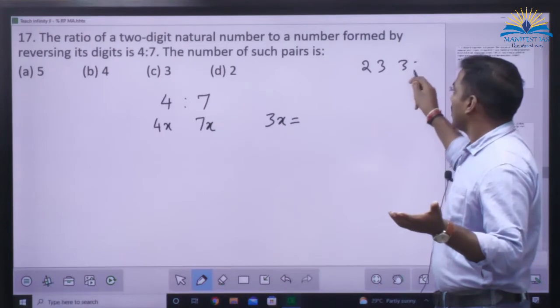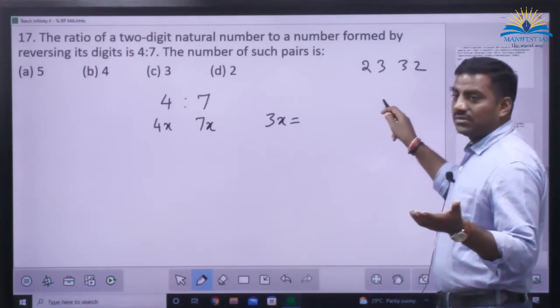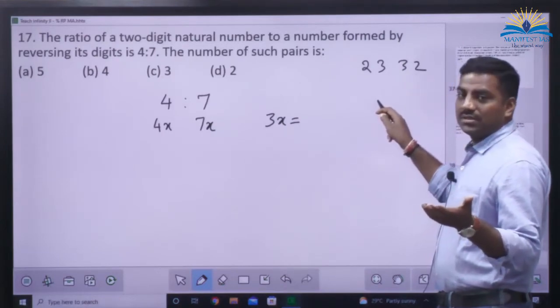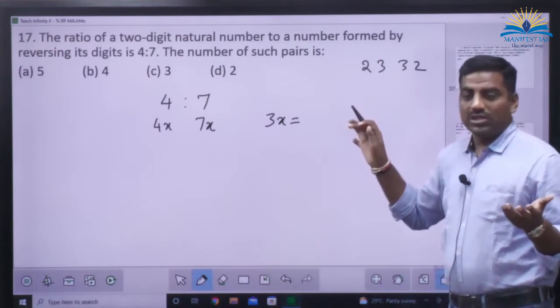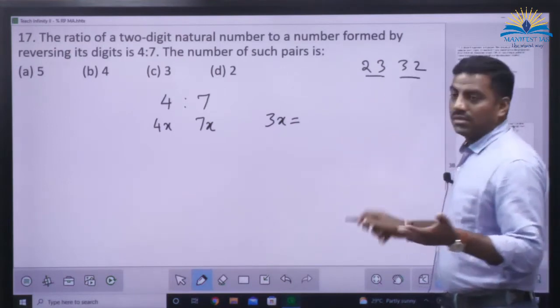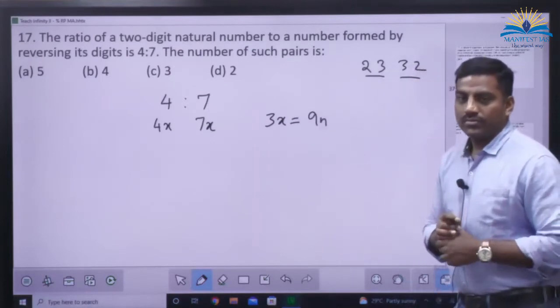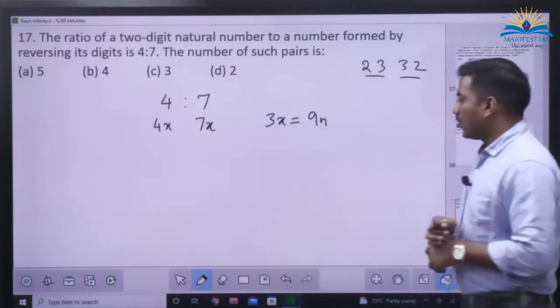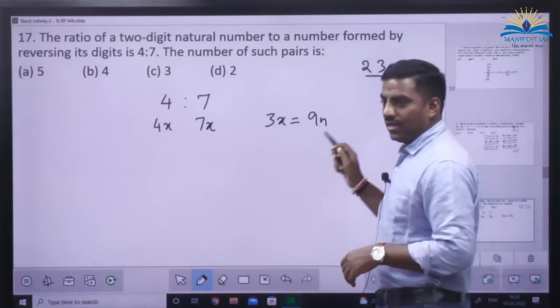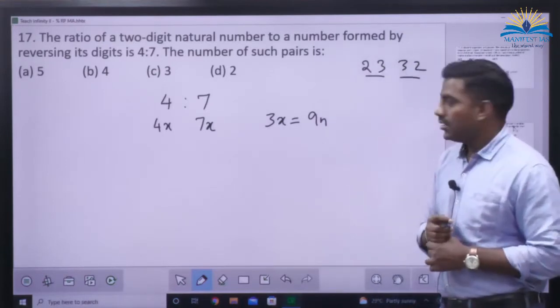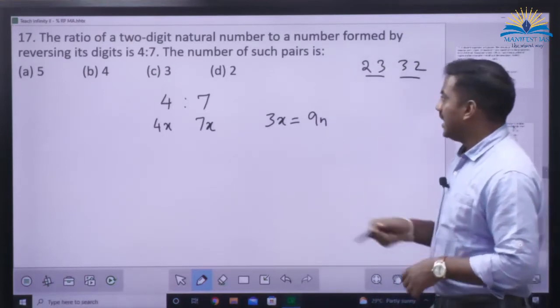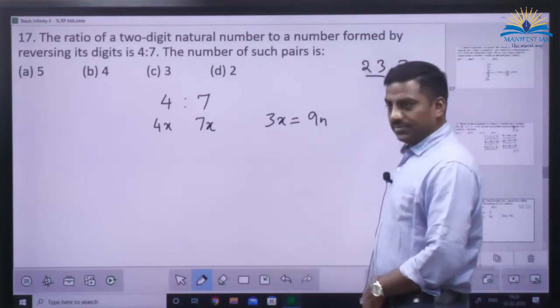23 and 32. What is the difference? So it will be in terms of 9n. 9n. Okay. 3x is equal to 9n. Fine. Now, they are asking the number of such pairs.